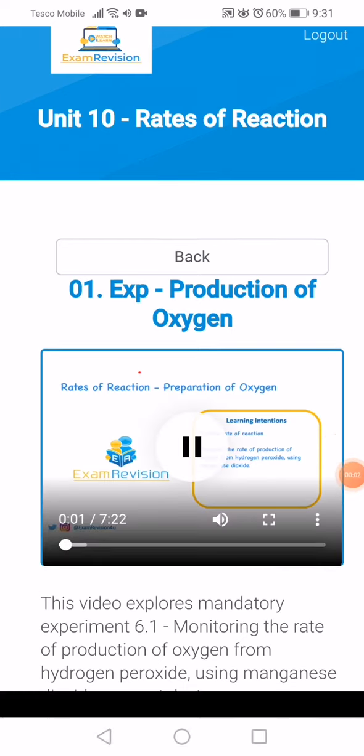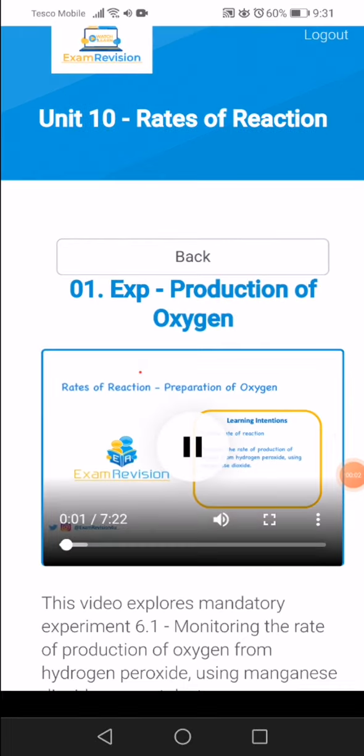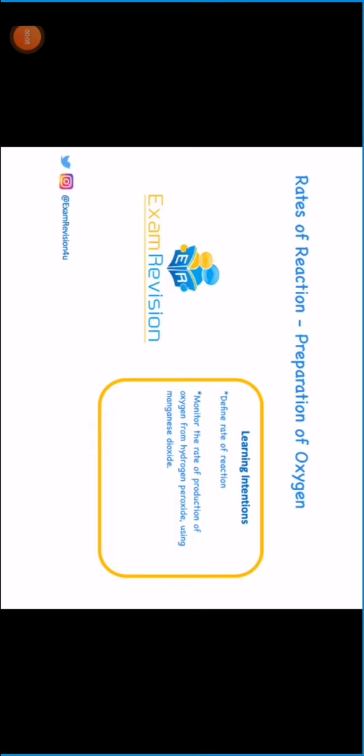In this video we're looking at rates of reaction, and we're specifically going to look at the preparation of oxygen. To begin, we'll define what a rate of reaction actually means, and we will look at the experiment that monitors the rate of the production of oxygen from hydrogen peroxide using the catalyst manganese dioxide.